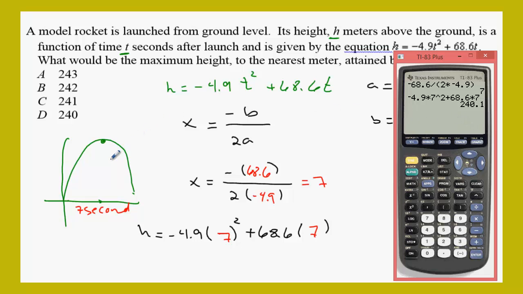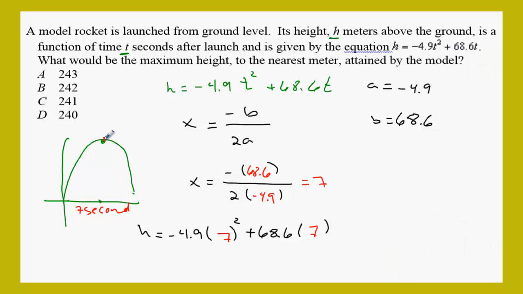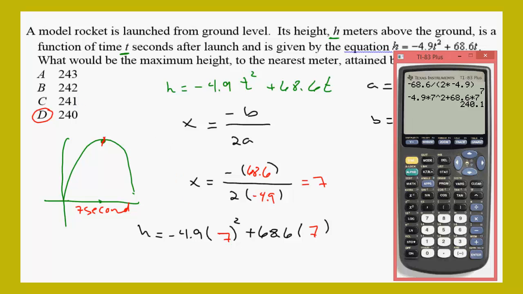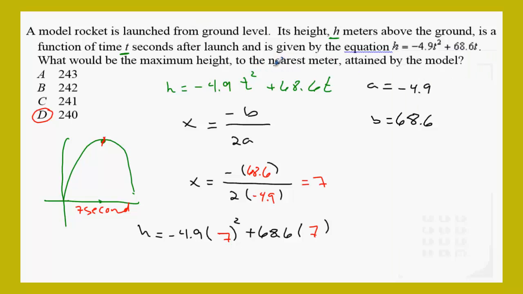So the maximum height is going to be 240.1 after 7 seconds, and the closest answer here is D, 240, because when you round it, it's going to be close to 240. And also here, they needed it to the nearest meter attained by the model, so this is the nearest meter.